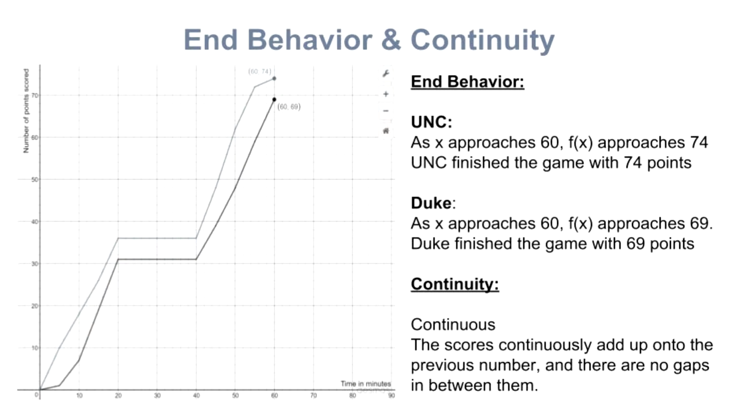The end behavior for UNC is as x approaches 60, f of x approaches 74. This is because UNC finished the game with 74 points. The end behavior for Duke is as x approaches 60, f of x approaches 69. This is because Duke finished the game with 69 points. In terms of continuity, this function is continuous because the scores continuously add up onto the previous number, and there are no gaps in between them.